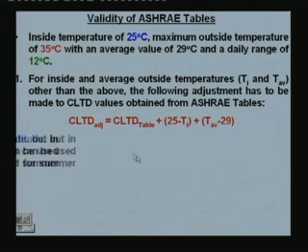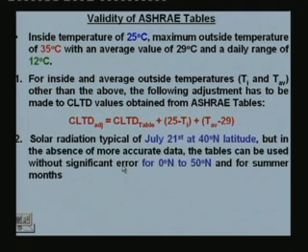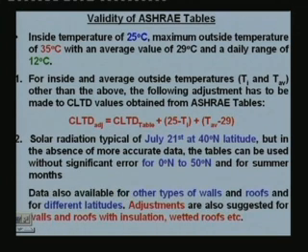Okay. And this data is also applicable to solar radiation typical of July 21st at 40 degree north latitude. But in the absence of more accurate data, the tables can be used without significant error for 0 degrees to 50 degrees north latitude for summer months. Okay. And data is also available for other types of walls and roofs and for different latitudes. And adjustments are also suggested for walls and roofs with insulation, wetted roofs, etc.